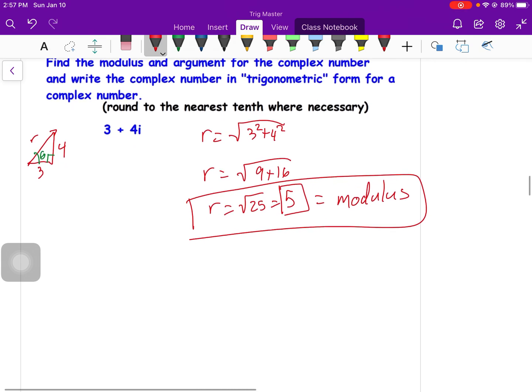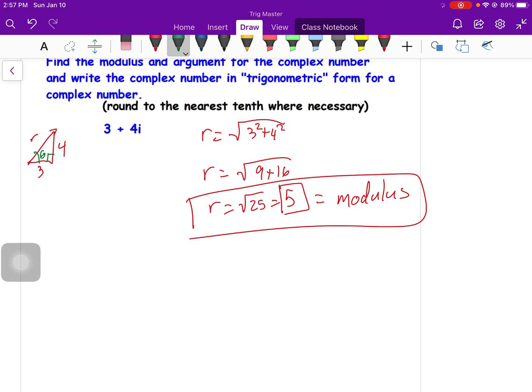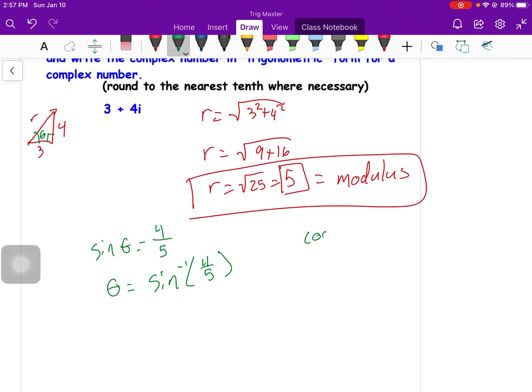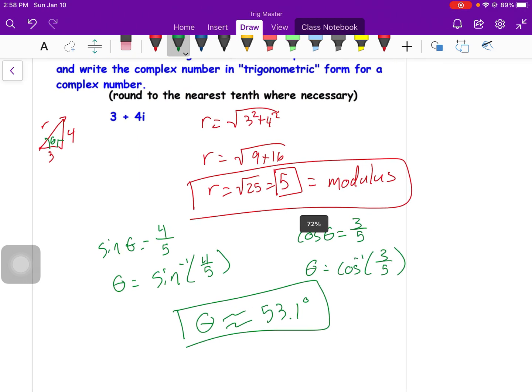If I want to find the argument, well, I can go based off of this triangle. I could do sine of theta is equal to 4 over r, which is 5. Then theta would be sine inverse of 4/5. Or I could have done cosine of theta is 3/5, so theta equals cosine inverse of 3/5. Either way, when I plug these in, I should get that theta is approximately 53.1 degrees, since it said round to the nearest tenth.